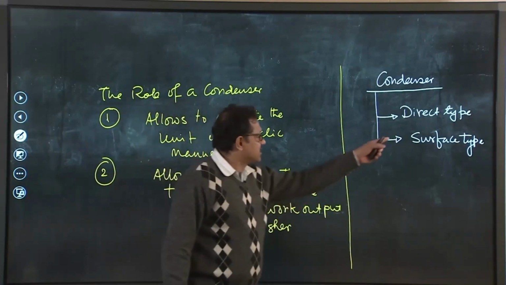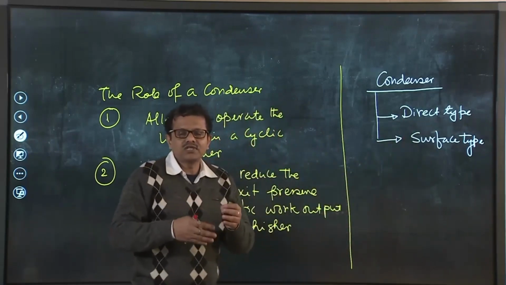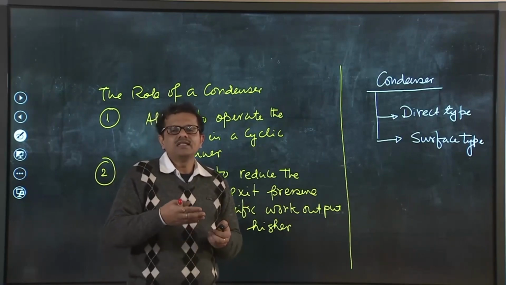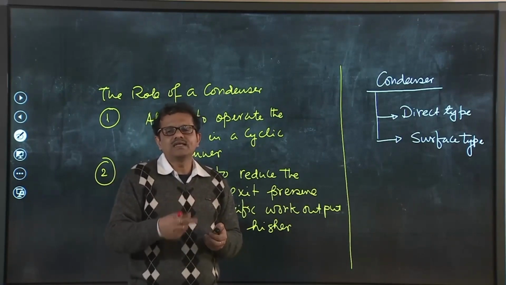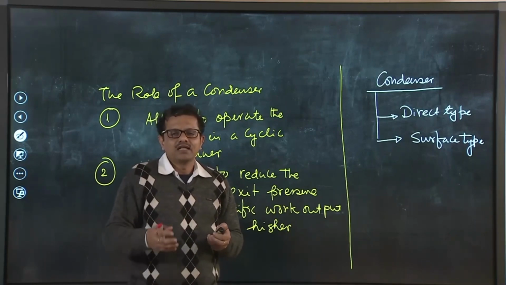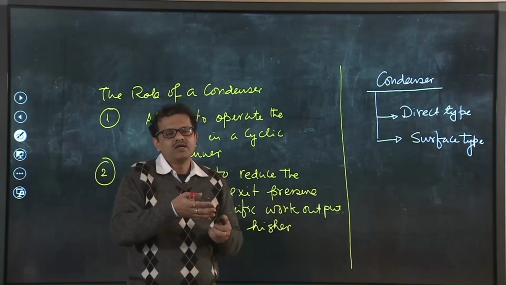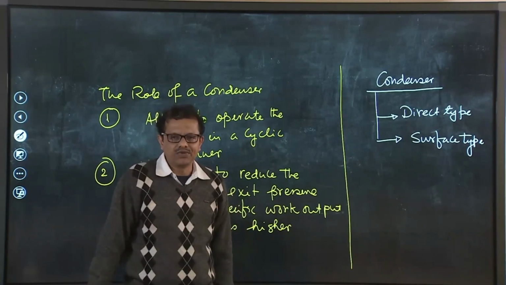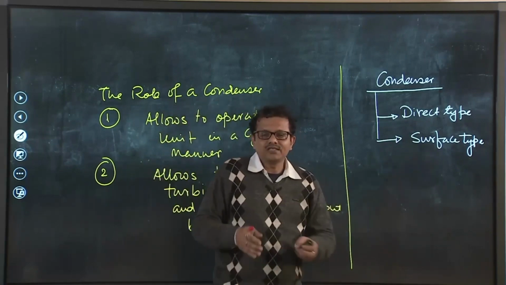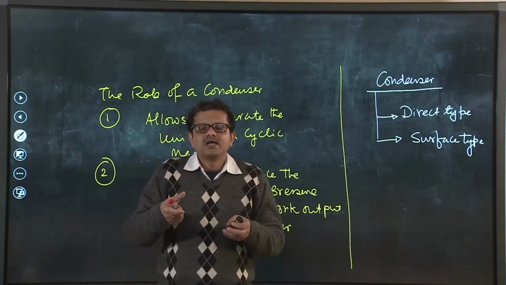So, as I had written here, direct type, that is two streams will be allowed to mix together and eventually at the exit of the condenser we will be getting a single stream. It is designed accordingly, so that the amount of steam after mixing with the coolant will produce the saturated liquid.